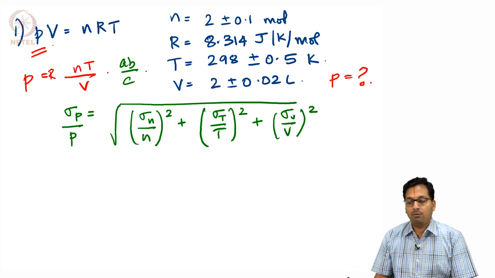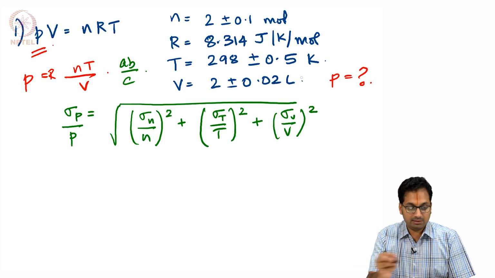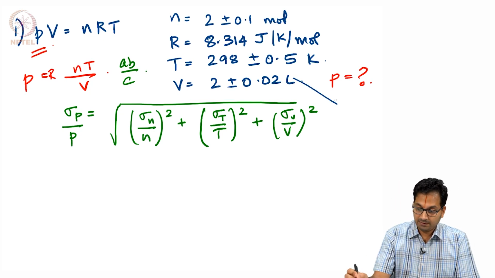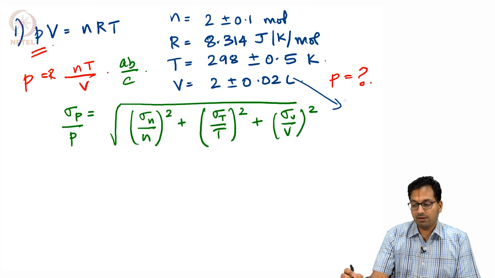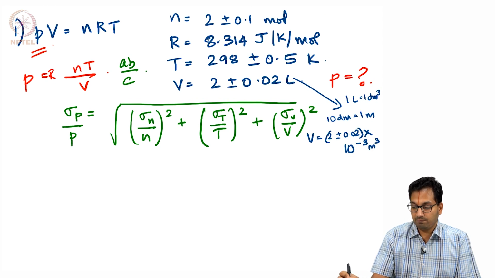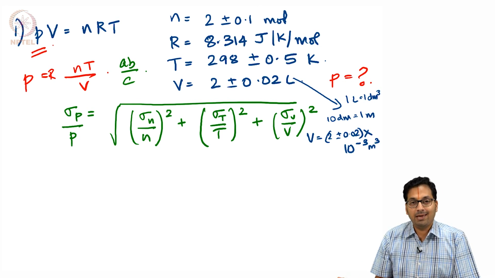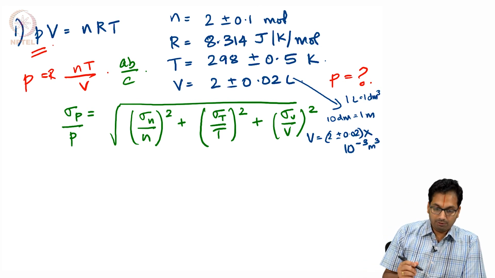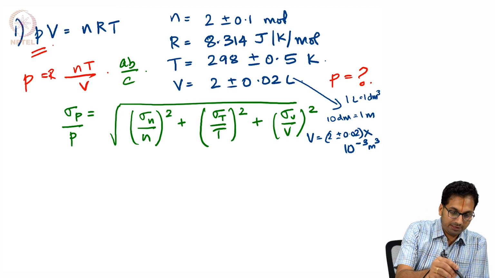the whole square. One thing I would like to do is to convert the liters to an SI unit. So, 1 liter is 1 decimeter cube and 10 decimeters make a meter. So, volume is nothing but 2 plus minus 0.02 into 10 to the power of minus 3 meter cube. This will help us get the pressure in SI units of Newton per meter squared. Okay, so, now that we have done this, let us calculate it really quickly.